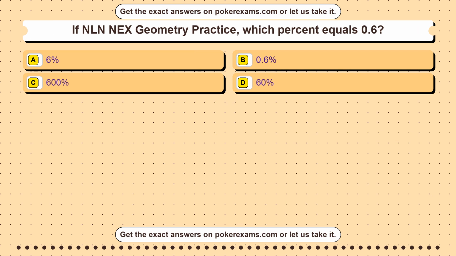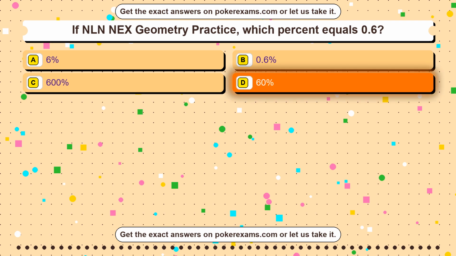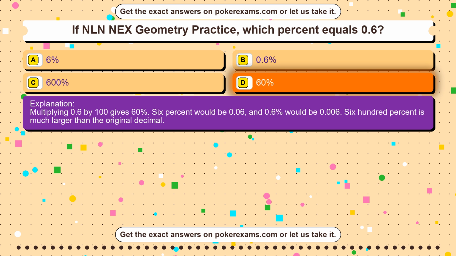Question 50. If Get Geography Practice, which angle measures exactly 90 degrees? Option A, acute angle. Option B, obtuse angle. Option C, straight angle. Option D, right angle. The correct answer is option D. A right angle measures exactly 90 degrees. Acute angles are less than 90, obtuse angles are greater than 90 but less than 180, and straight angles measure 180. The exact measure identifies the type.